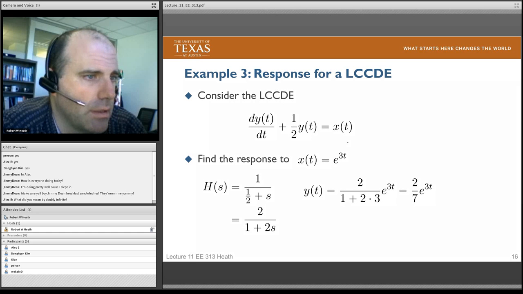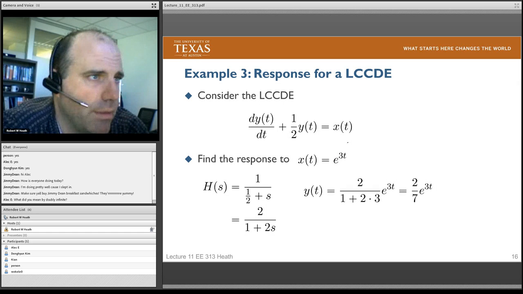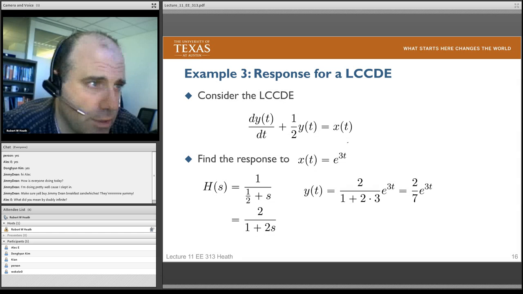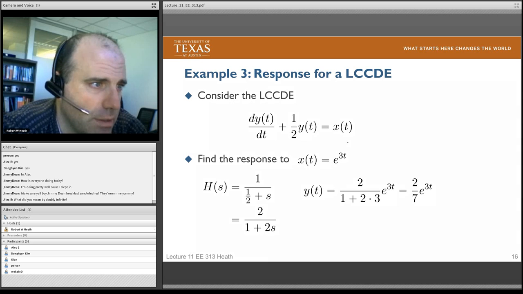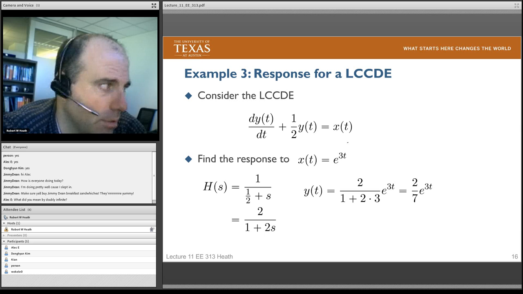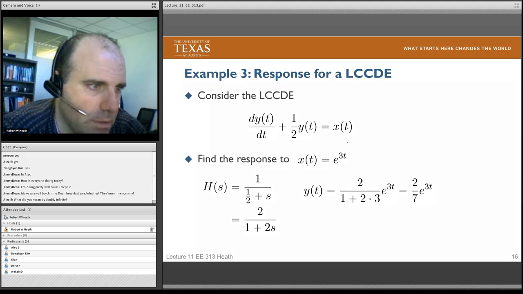Now let me go through just the example of how to calculate the response for a linear constant coefficient differential equation. So suppose that you had the linear constant coefficient differential equation described by the following system. So this is dy/dt plus 1/2 y of t equals x of t. And we want to find the response to x of t equals e to the 3t. Well, here what we do is we use that formula on the previous slide to compute that H of s is equal to 1 divided by 1/2 plus s, or equivalently 2 over 1 plus 2s.